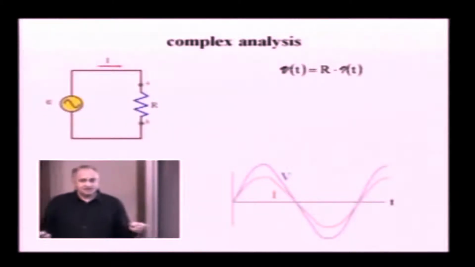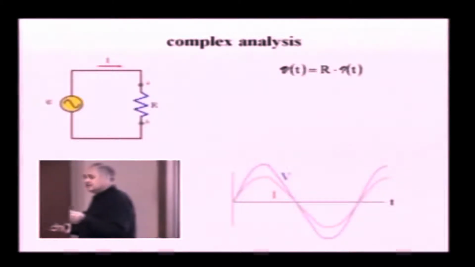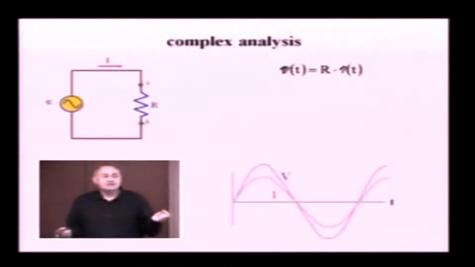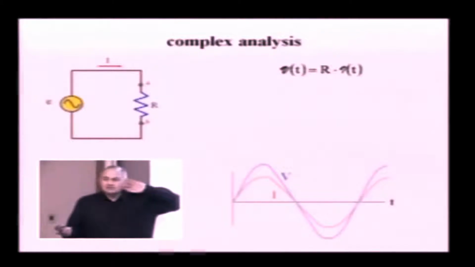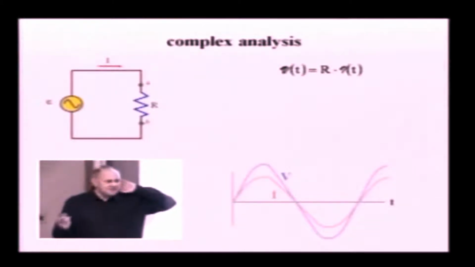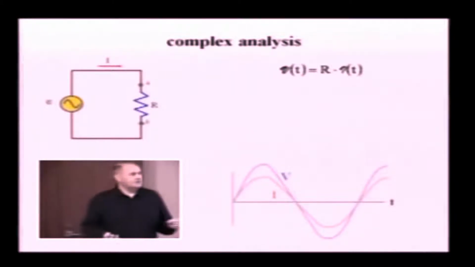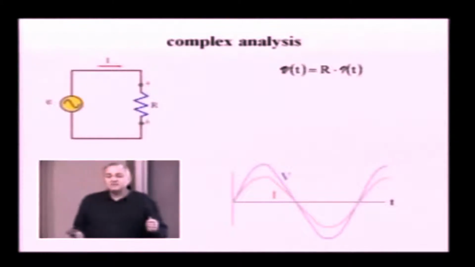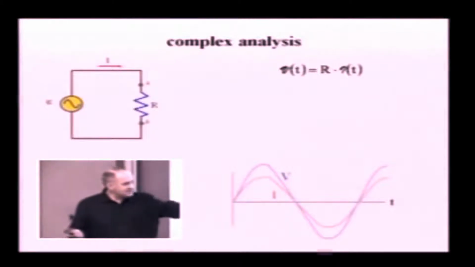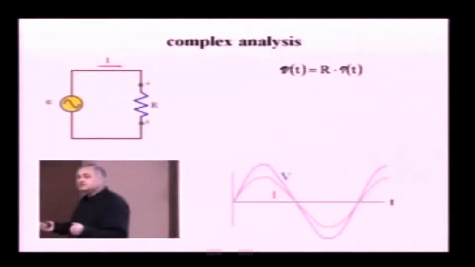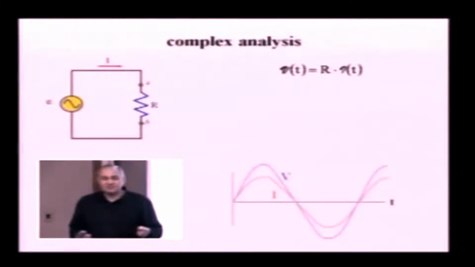Let's recall everything. Let's start with this. Which coefficient relates complex current with complex voltage? Complex impedance. Now, which coefficient relates the peak value of the voltage with the peak value of the current? Impedance, correct. Which coefficient relates the root mean square value of the voltage with the root mean square value of the current?